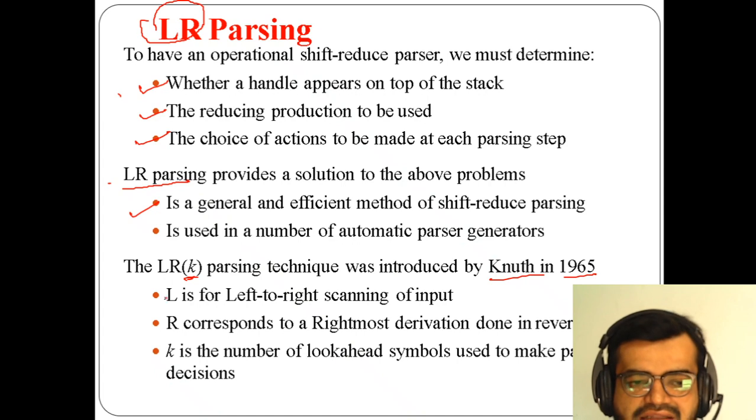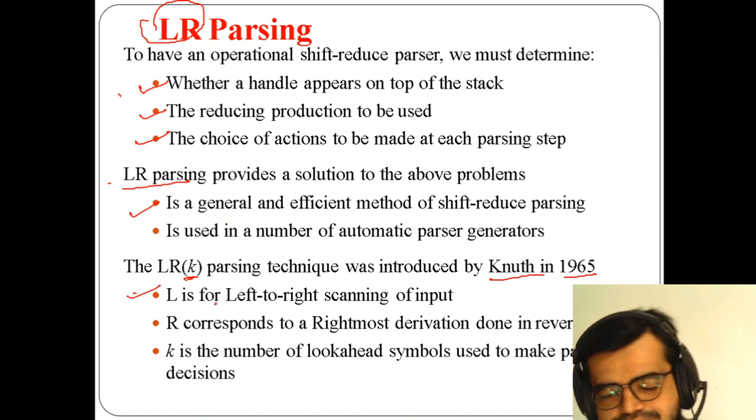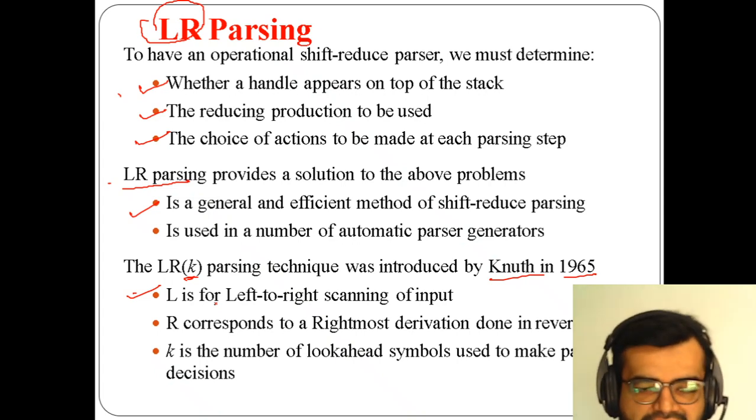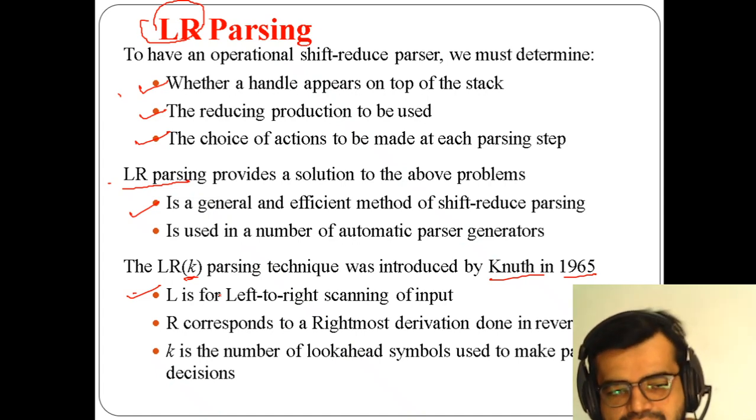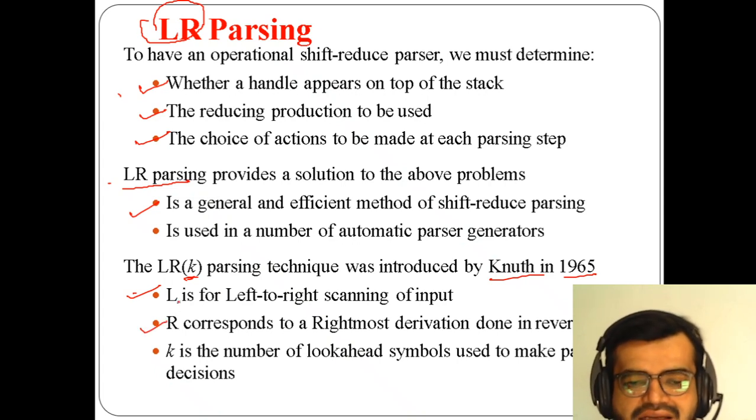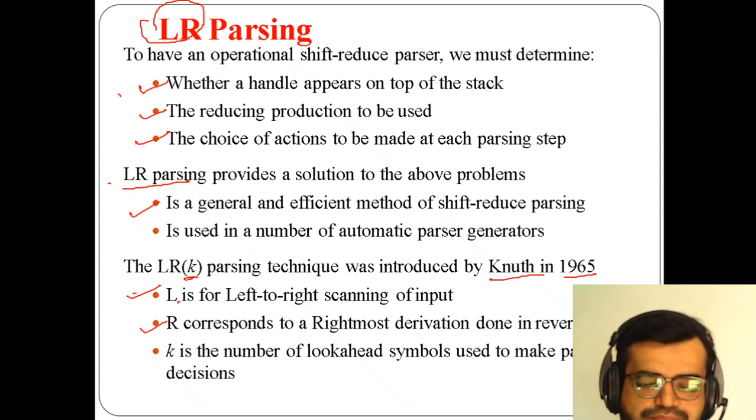The L represents that you are scanning the input from left to right. Whatever input you have given to satisfy the given grammar with the help of a parser, the first L indicates that you are scanning the input from left, moving towards the right. And the second letter, R, indicates that it is a rightmost derivation.